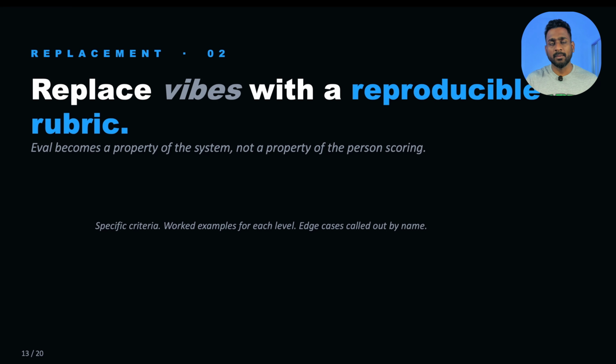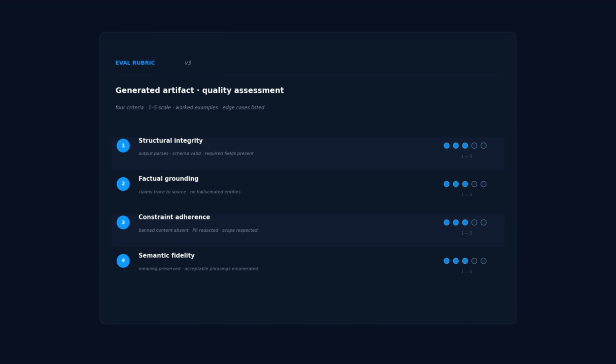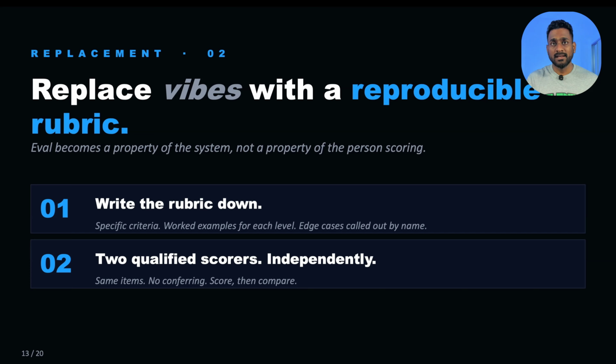The goal is simple. Make an eval a property of the system, not a property of the person scoring, right? Write a rubric down: actual criteria, worked examples for each level, and edge cases called out by name. Two qualified scorers independently score the same items, no conferring, then compare. This forces clarity and exposes ambiguity fast.